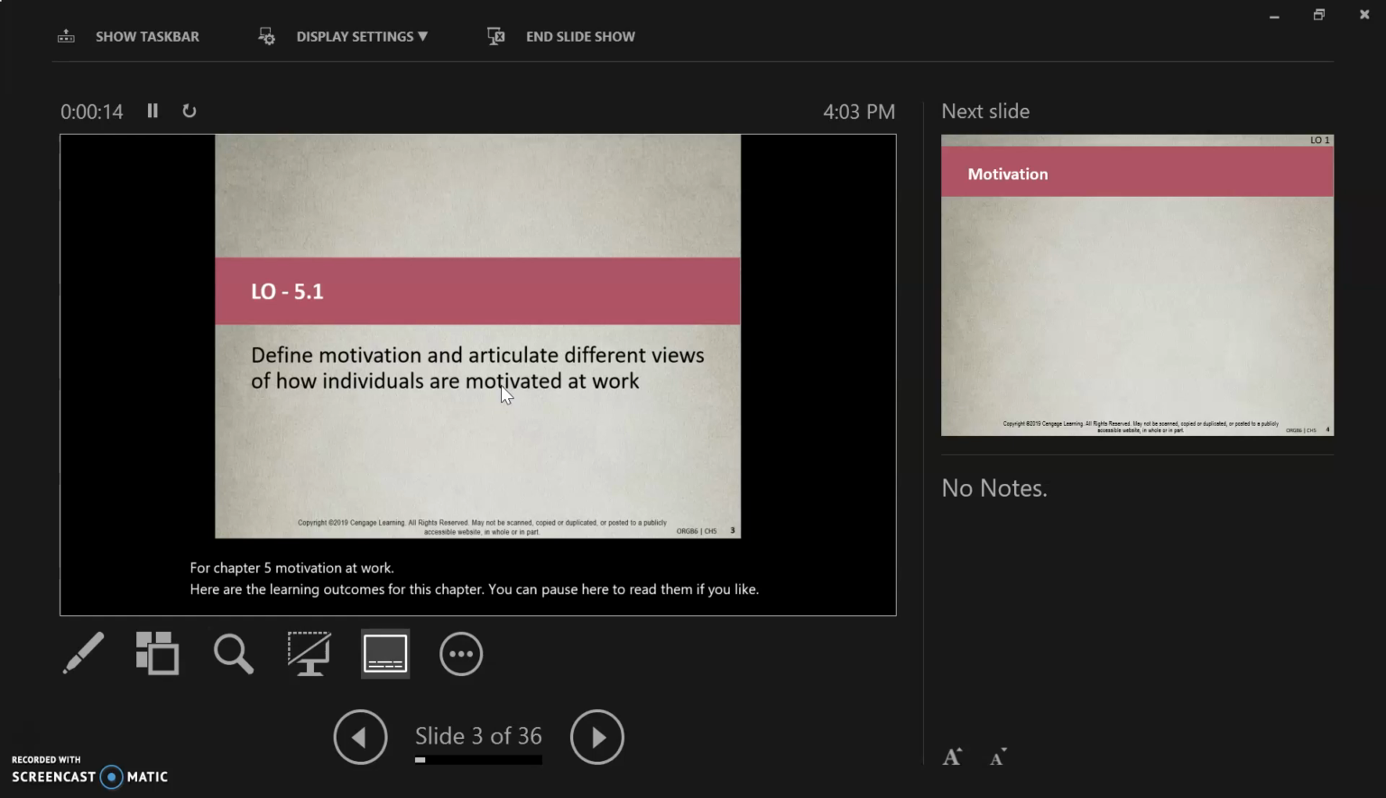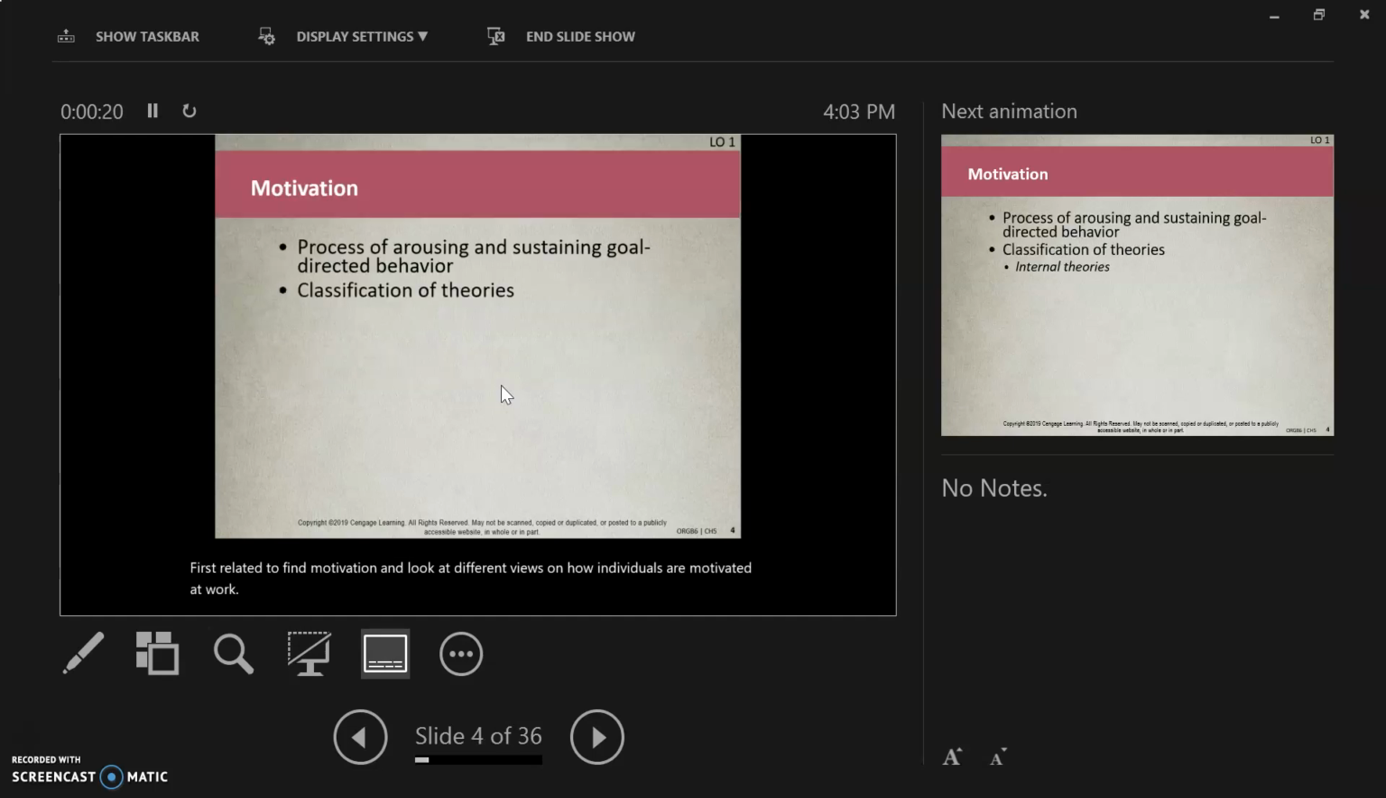First, we're going to define motivation and look at different views on how individuals are motivated at work. So motivation is just the process of arousing and sustaining goal-directed behavior. Basically, it's really how do we entice people to take the actions we would like them to take, in this particular situation within the workplace.